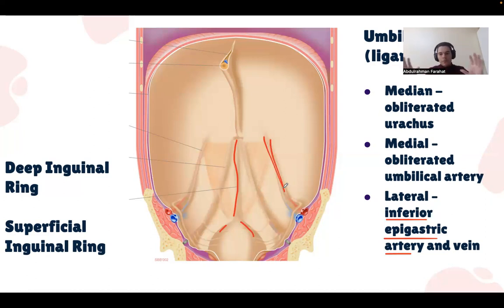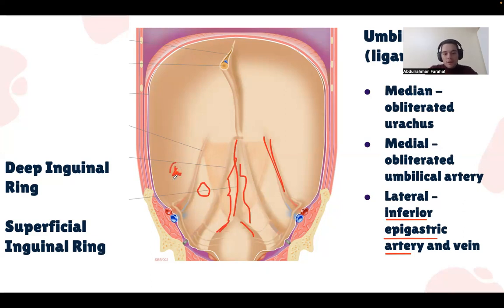Now, these are structures, but we need to correlate them with something, right? So what's the function? These areas right here, I don't care about. Forget about them. The area between the median umbilical ligament and the medial umbilical ligament, forget about it. There is nothing found there. The important stuff is in this area right here: the area between the lateral umbilical ligament and the medial umbilical ligament, and the area lateral to the lateral umbilical ligament. So this region right here.